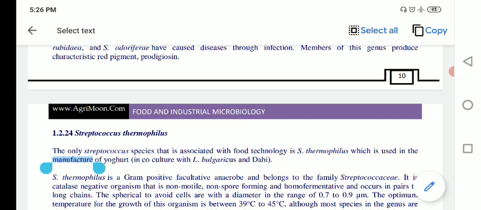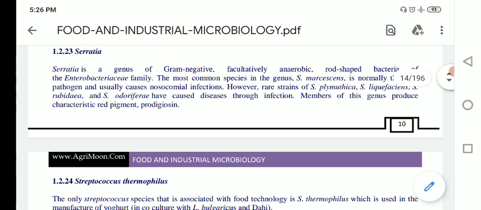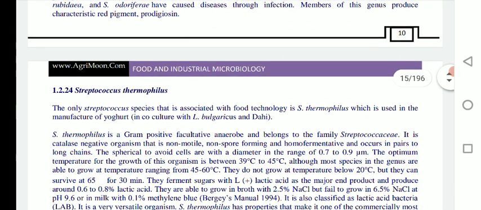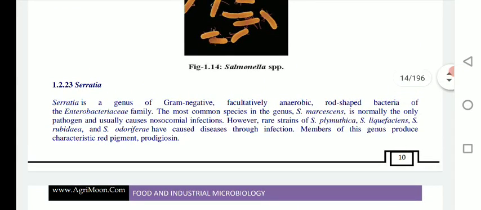However, rare strains of Serratia, these are different strains mentioned here, cause disease through infection. Members of this genus produce a characteristic red pigment, prodigiosin. Okay, so this is overall information about Serratia. Basically it is very rarely involved in foodborne infection, but still it is present in food. Some foods sometimes get infected, and mostly this bacteria is involved in nosocomial type of infection.